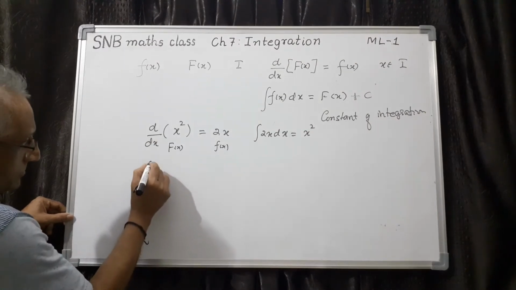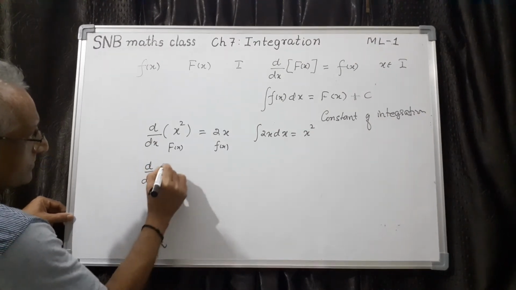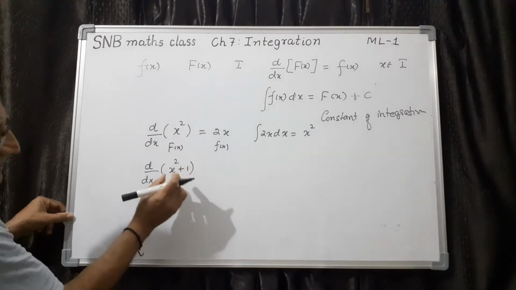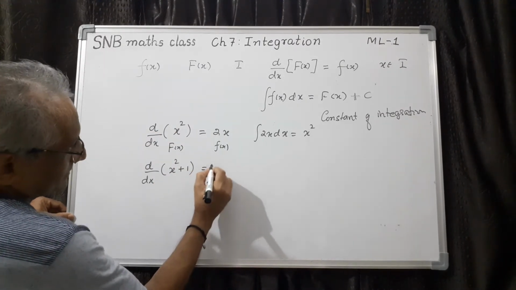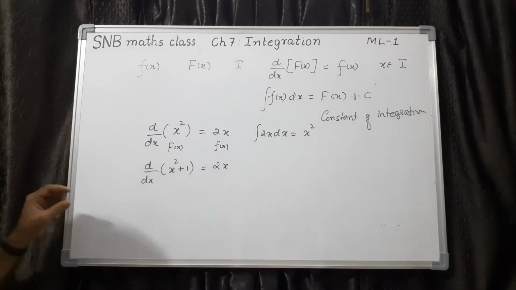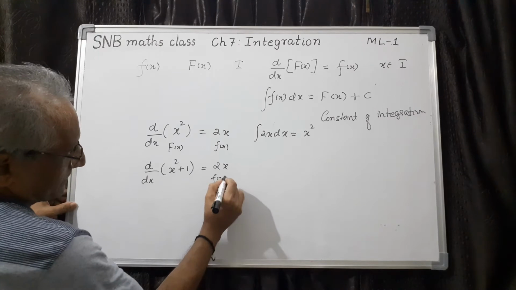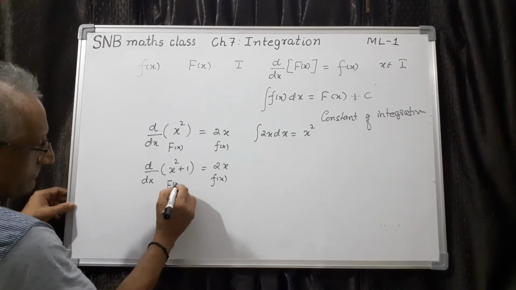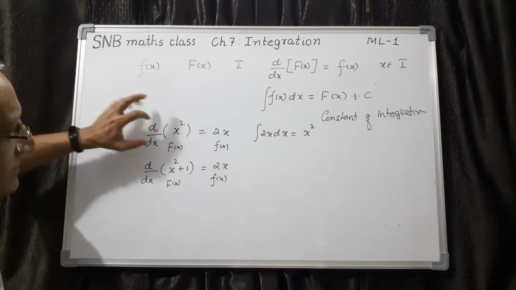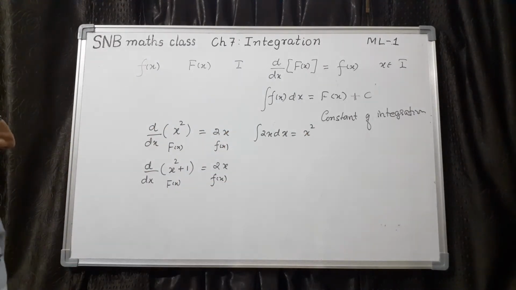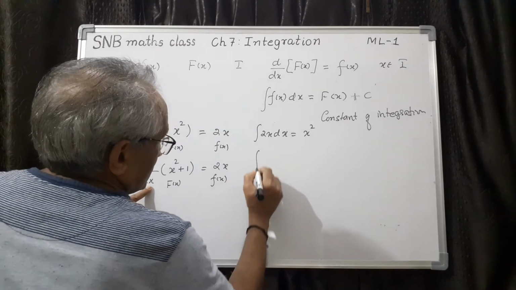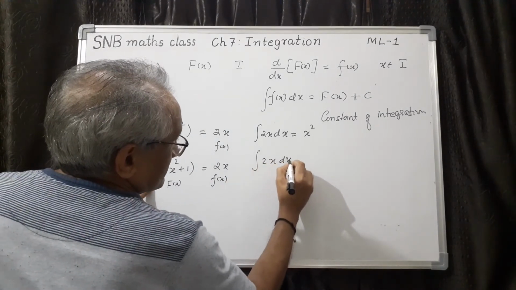Now suppose I take d by dx of x square plus 1, instead of x square. This side it is 2x only, because differentiation of 1 is 0. So this becomes small f of x, and this becomes capital F of x. Now suppose one student takes this one as the definition. His answer will be this one. Suppose another student takes this as the example. Then I have to accept this answer also.